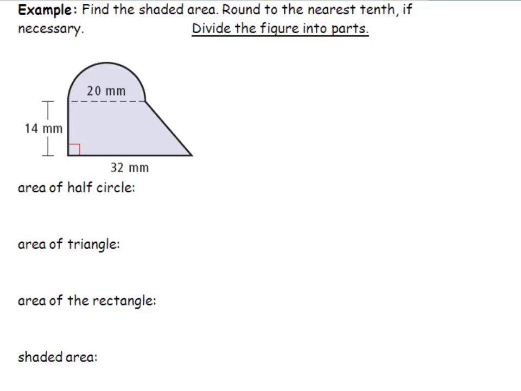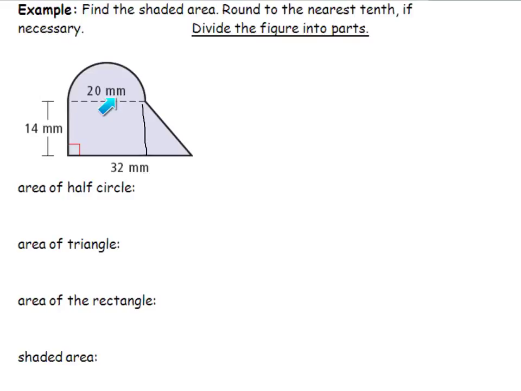All right, so for this first example, they want you to find the area of the shaded region. They want you to round to the nearest tenth if it's necessary. So the first thing I want you to do is divide it into parts. So we have the half circle up top. Then, if you break this apart, you have the rectangle, and then you have a triangle. So you have three different pieces that make up the whole shaded region.